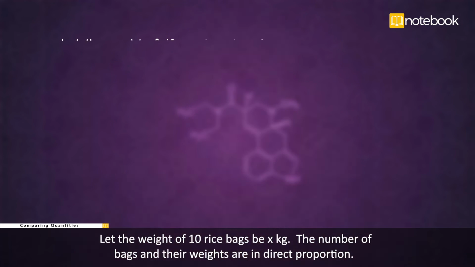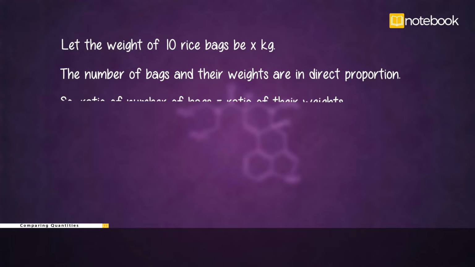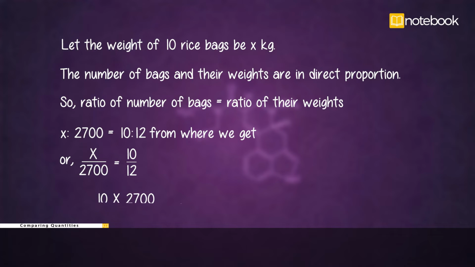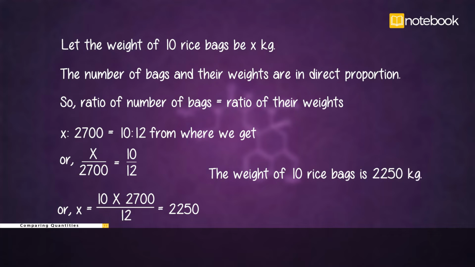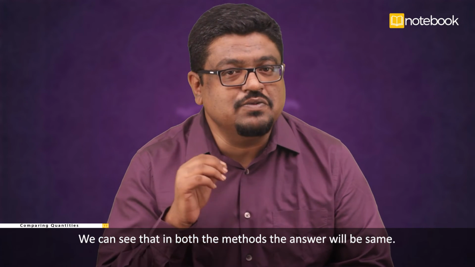Let's take a look. Let the weight of 10 rice bags be x kg. The number of bags and their weights are in direct proportion. So, the ratio of the number of bags is equal to the ratio of their weights. x is to 2700 is equal to 10 is to 12, from where we get x by 2700 is equal to 10 by 12, or x is equal to 10 into 2700 by 12, which is equal to 2250 kgs. Therefore, the weight of 10 rice bags is equal to 2250 kgs. We can see that in both the methods the answer is the same.